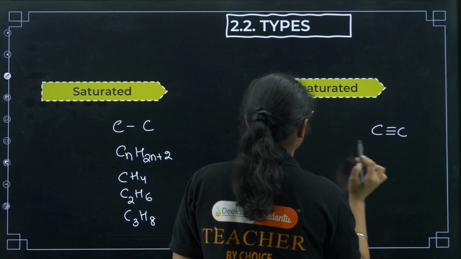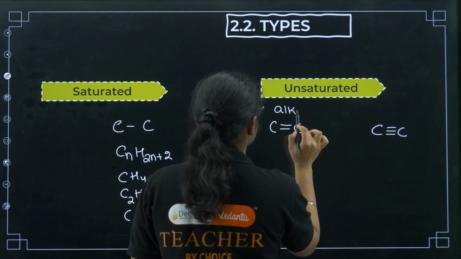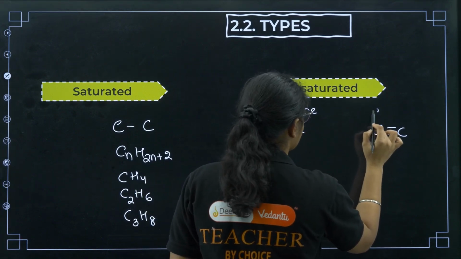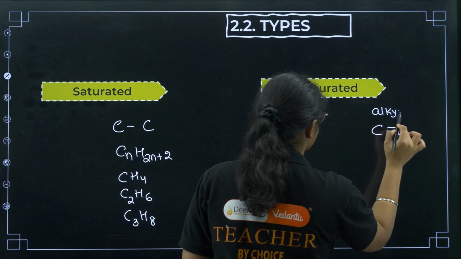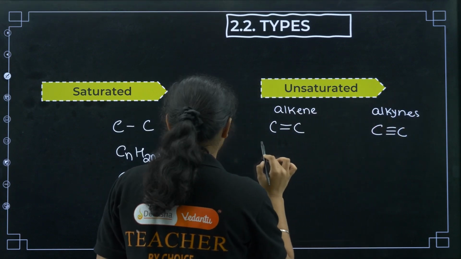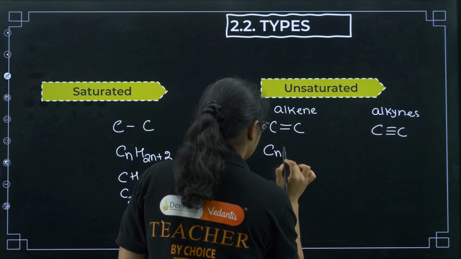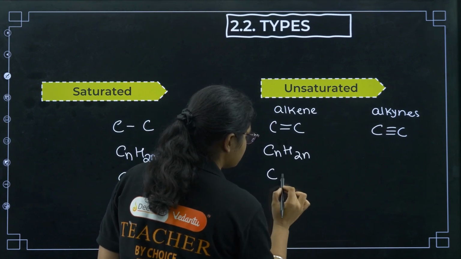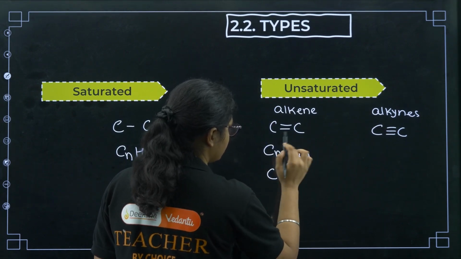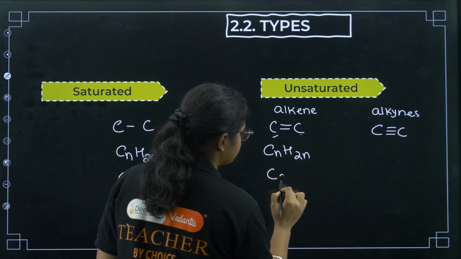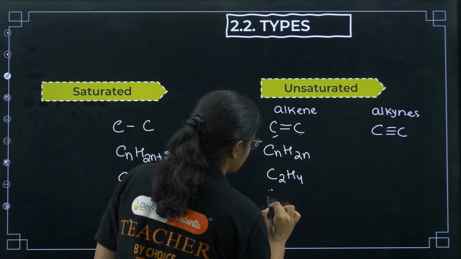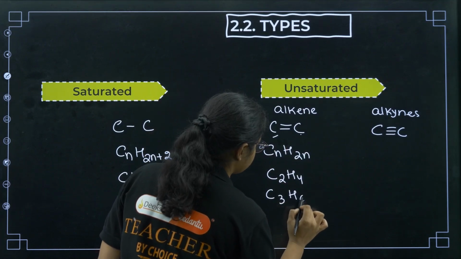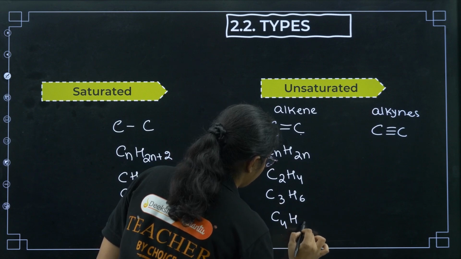Now similarly, if you have unsaturated carbons, it is a C=C double bond, or it can also be a C≡C triple bond. Now here the name is alkenes and this one is alkynes. Now for alkenes, the formula is CnH2n. You need at least 2 carbons for alkenes, so you need C2H4, then C3H6, C4H8.